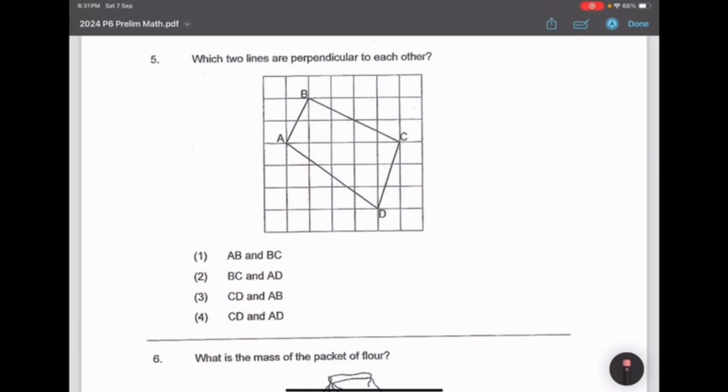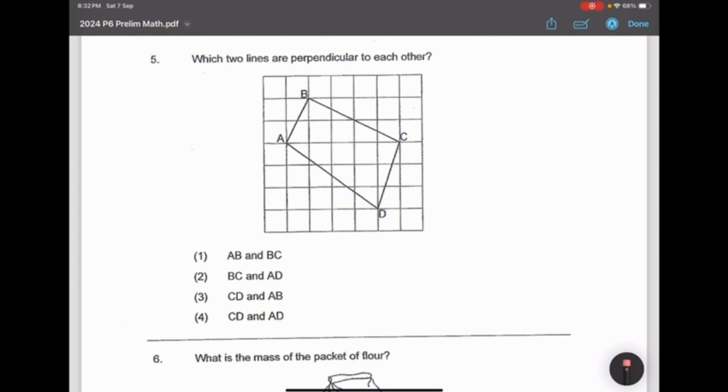Alright, moving on to question 5. Which two lines are perpendicular to each other? How can we find out if two lines are perpendicular? Okay, we want to look at the vertical lines and then also the horizontal lines and see if, for two lines, they match up.